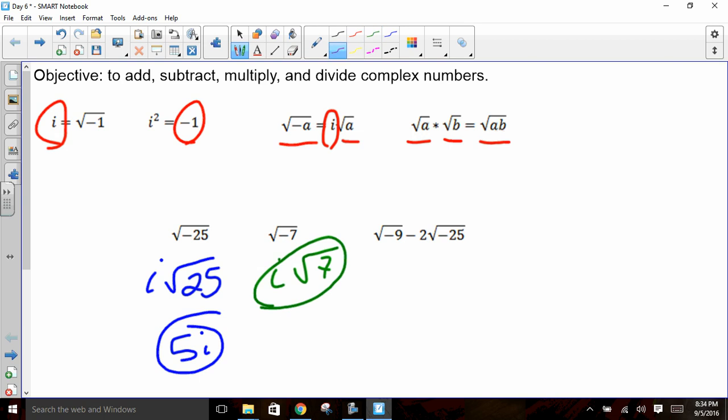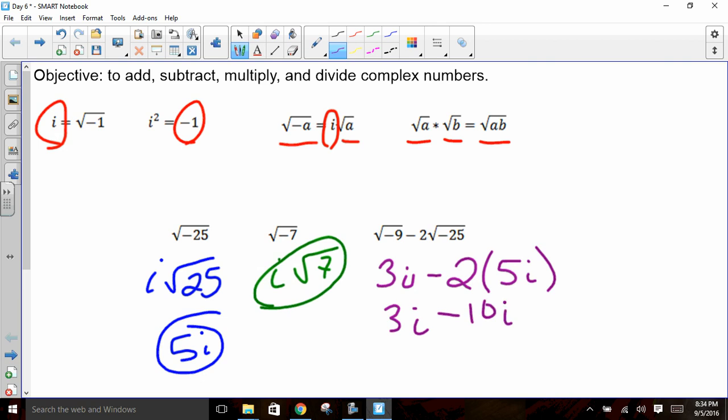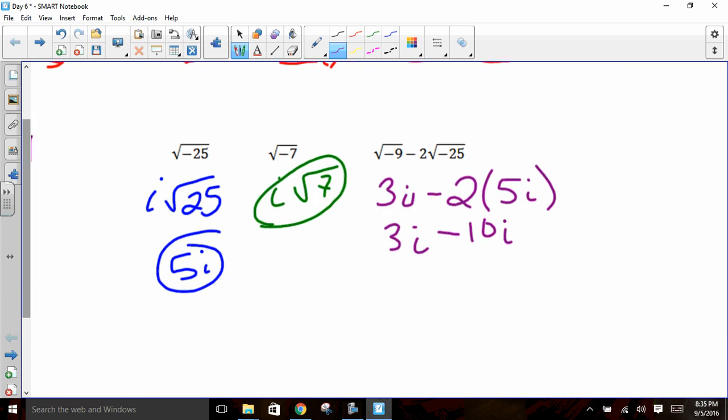Now this one's a little bit more complex. Let's take it a step at a time. The square root of negative 9 will give me 3i, minus 2 times the square root of negative 25, which we just saw was 5i. So I have 3i minus 10i. Again, I can kind of treat my i like a variable. So when I have any number times a number with an i, I just go ahead and multiply the numbers together. Now I have like terms. I have i's in both of them, so I can take 3 minus 10 and get negative 7. My i follows with.